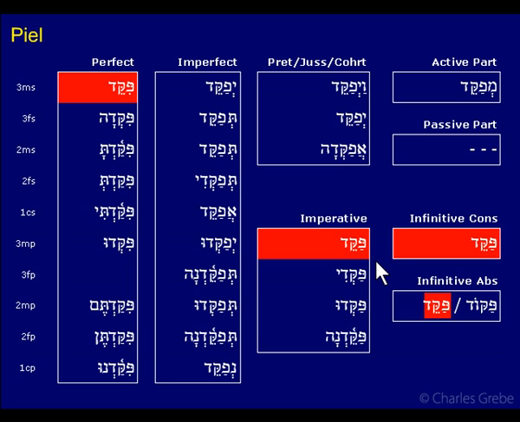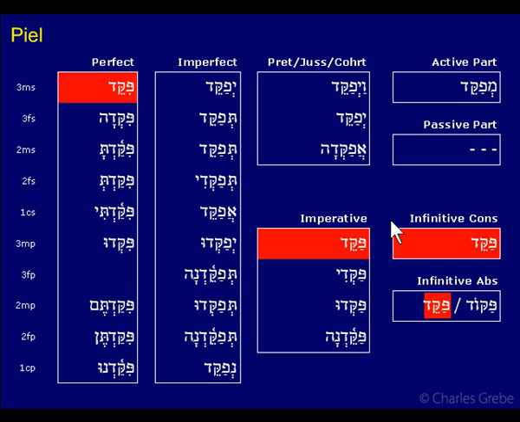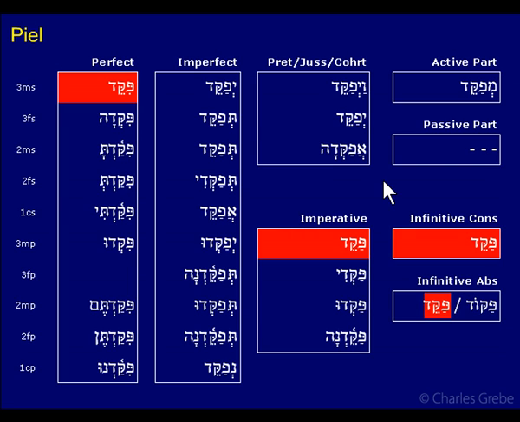And patach marks really the whole prefix system. Here it's the first one because the prefix is knocked off. Here it's the first root vowel, but the second vowel because you have a prefix there. But patach is the marker of the imperative. I think that's all I wanted to say. Hiriq is perfect, and patach marks all these other forms here. Okay, I think that's my last slide. Yeah. So those are the characteristics of the Piel.